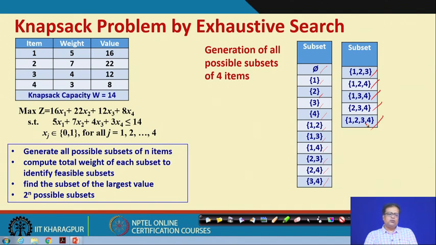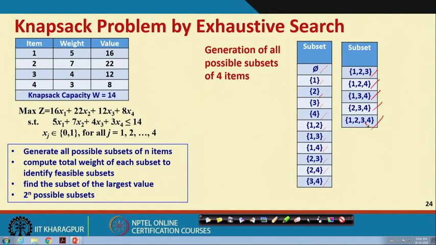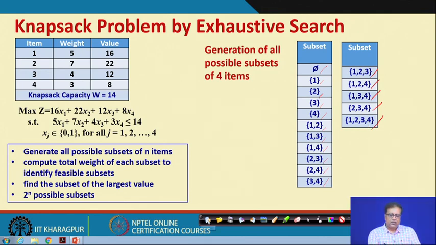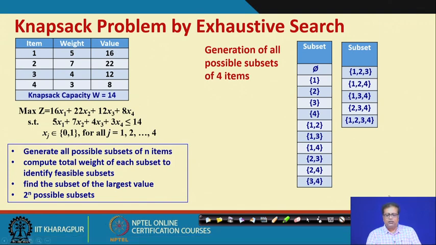So, 16 possible combinations are there. Now, for each combination, we can find out the weight and the value, and based on the weight whether it becomes feasible or infeasible, because if the weight is more than 14 then it will become infeasible. Okay, fine. Then we see where we reach.